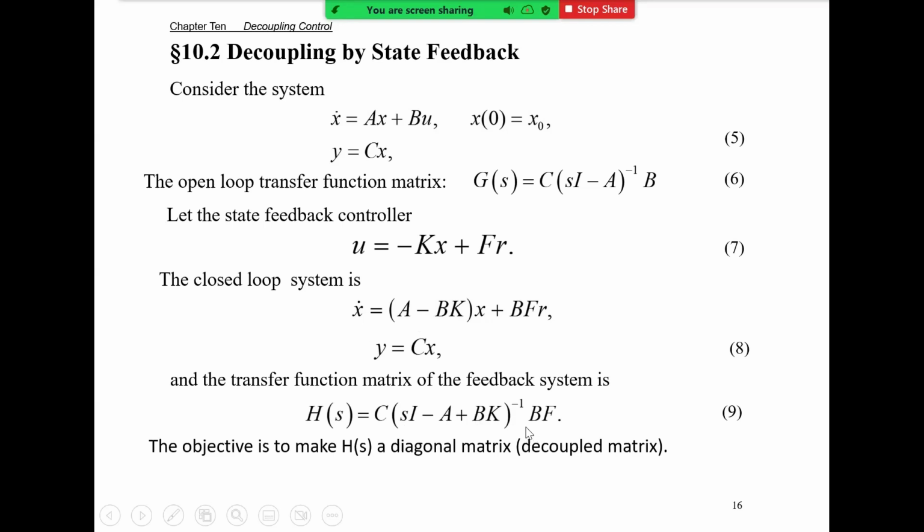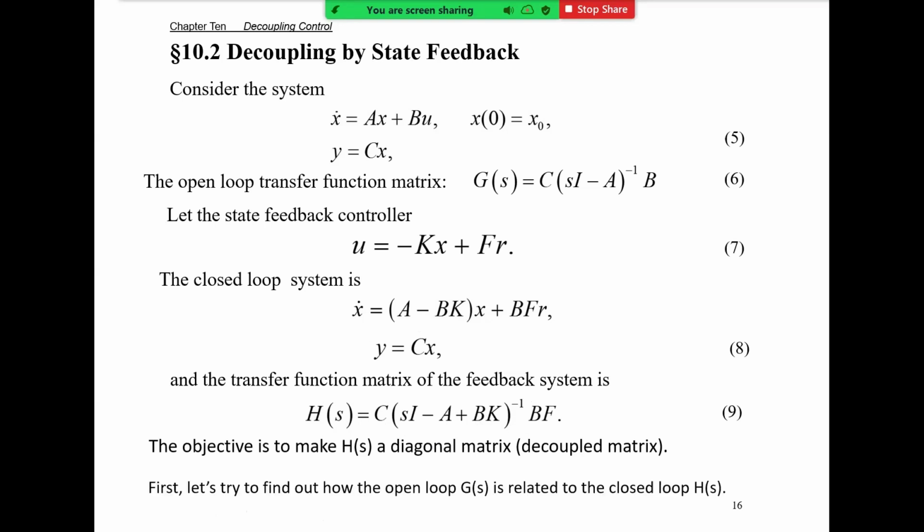Now, the objective is we will try to design K and F such that the closed loop transfer function matrix is a diagonal matrix, right? If it becomes a diagonal matrix, then the closed loop is decoupled. Okay. So mathematically, how are we going to solve this problem?